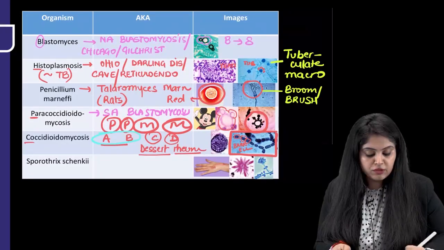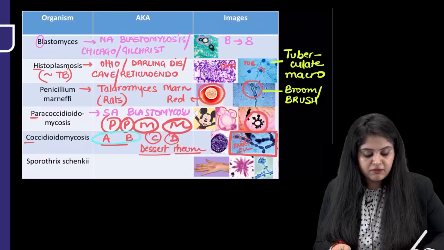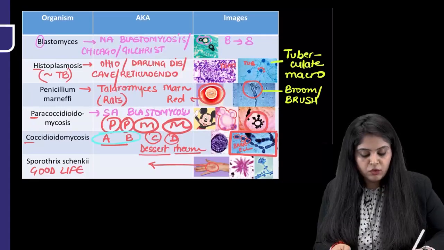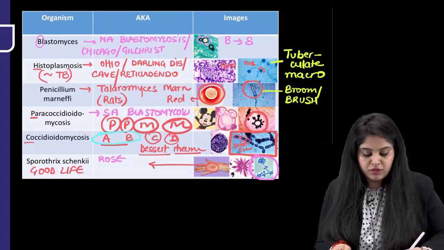Finally, coming to the last one, Sporothrix. When I say Sporothrix, he's going to live, I'll just write one thing in front of it, which will always remind you that he's living the good life. Firstly, this is something to be seen with rose gardeners, right? You will see something related to rose. Similarly, what kind of conidia will you see? You will see the rosettes of conidia.